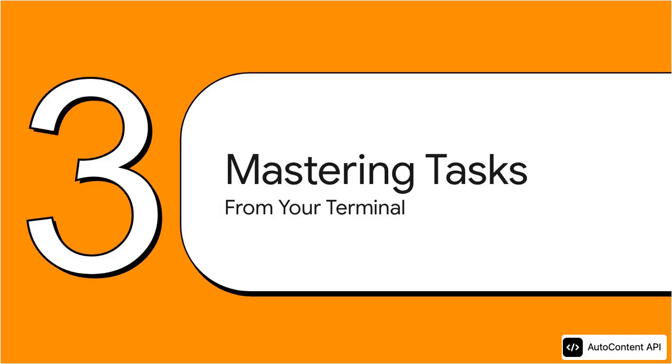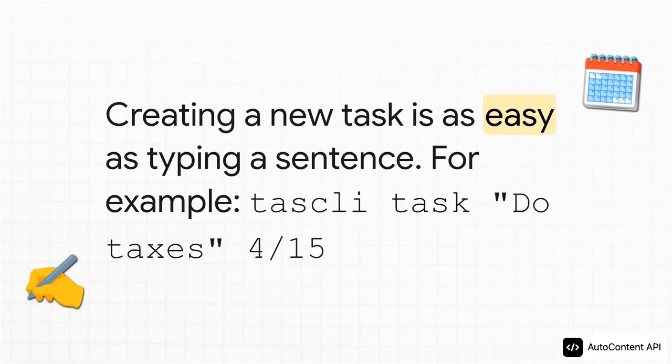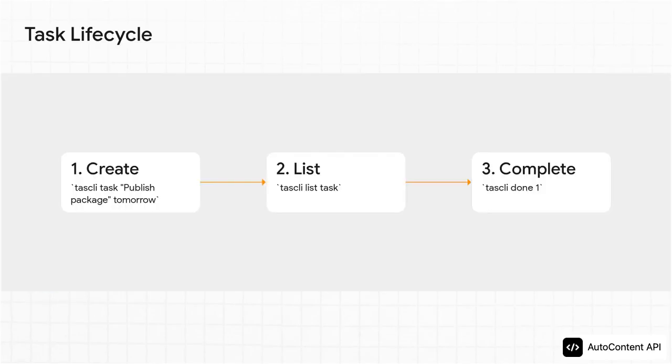First up, let's look at how you can manage your to-do list, straight from the terminal. Look at this. Creating a new task is literally as easy as typing a sentence. You just write taskly task, put your to-do in quotes, and then just add the deadline. It's so simple. And the whole workflow for a task, it's just beautiful. First, you create it. Then you can see everything on your list. And when you're done, you just tell it the number of the task you finished. Boom! Create, list, complete. That's the whole game.